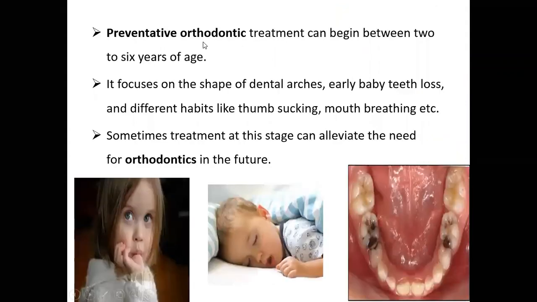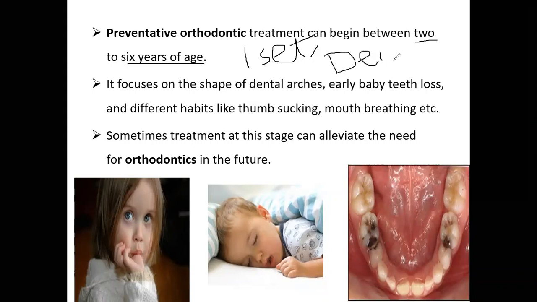By definition, preventive orthodontics is a preventive measure that used to be taken between the age of 2 to 6 years. Means at the age of 2 till 6, the child is having only one set of dentition, and that set of dentition is said to be the deciduous. At this time, the child has only deciduous teeth, and we do preventive orthodontics at that stage.